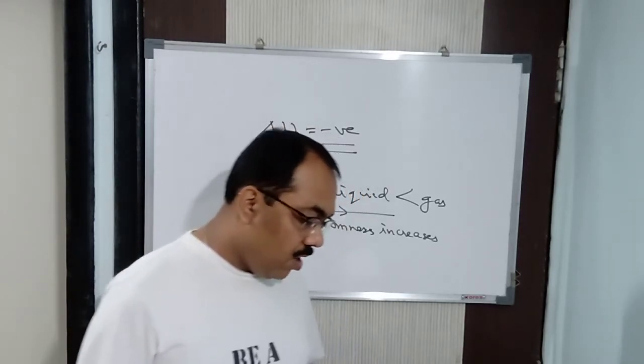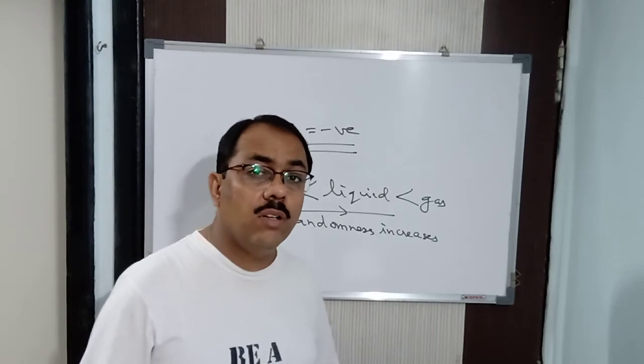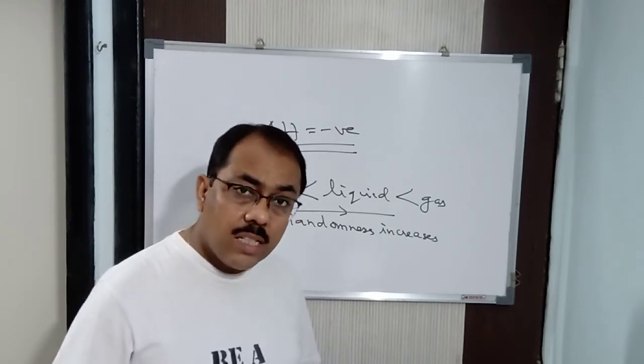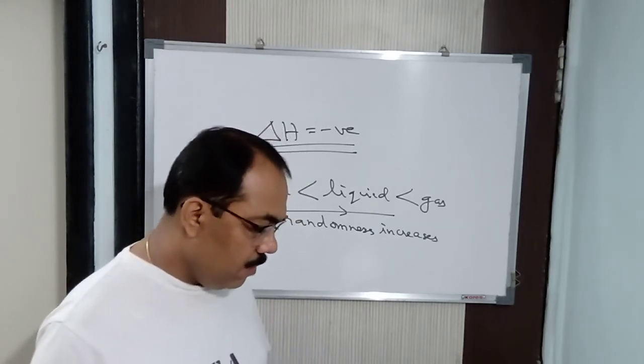Next, temperature. On increasing the temperature, the kinetic energy of the molecules increases, due to which the randomness or disorderliness increases. We can say that. Clear? Pressure.